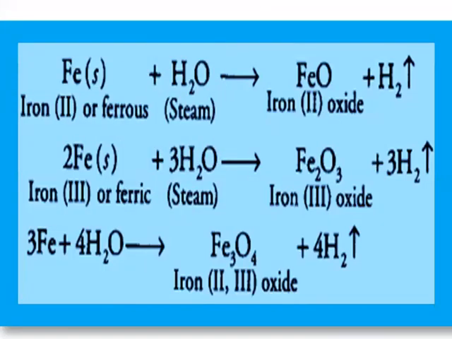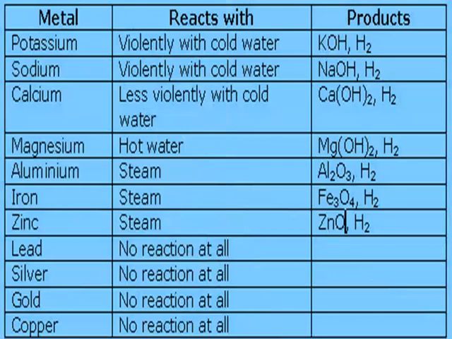This shows the reaction of iron with water. Prolonged exposure of iron objects in water results in formation of both iron 2 oxide as well as iron 3 oxide along with the release of hydrogen gas, and these compounds collectively are known as iron 2,3 oxide or ferric oxide. This table shows the reactivity of metals with water giving the variable products.